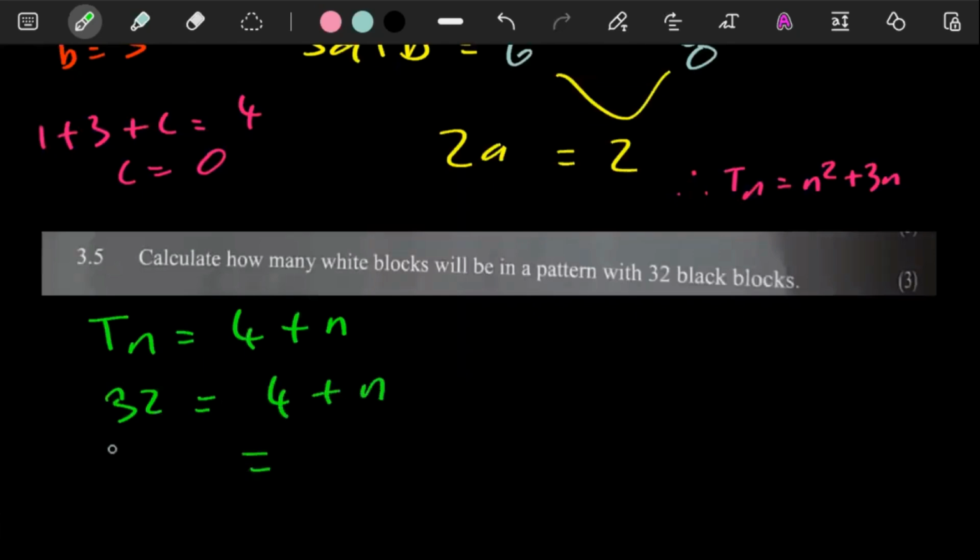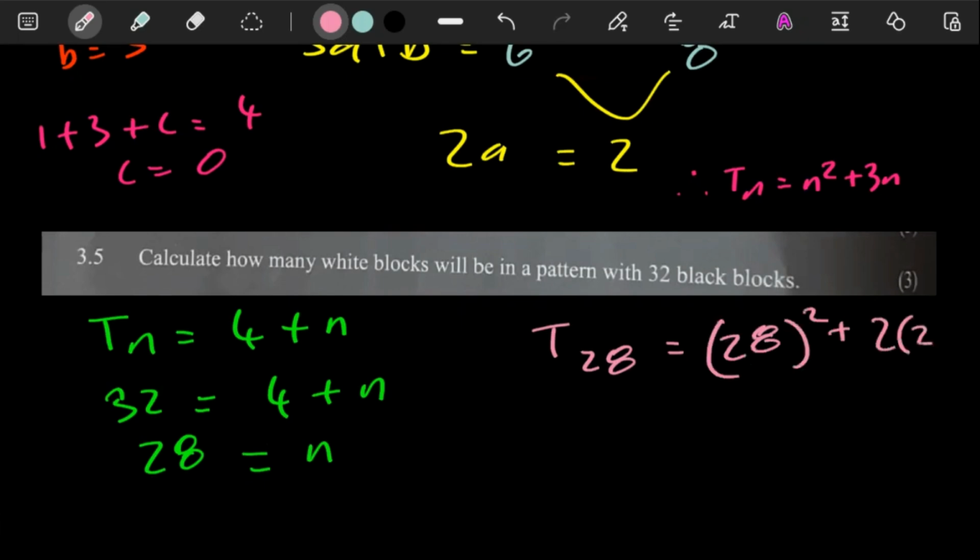So that is basically 32 minus 4, that's 28. What that means is, in this sequence now, we have to find out what is position number 28, because position number 28 gives us the number of blocks that are white. So we're going to have here squared plus 28 here. So, yeah, let's see what we get here.